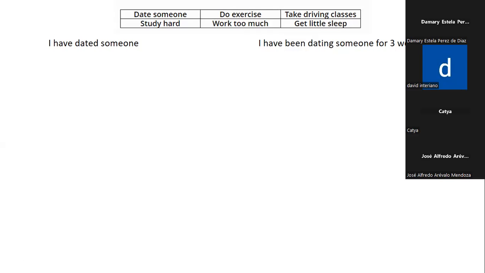Siesta. Very good. That's the snap. Okay, so I need your help. You have 1 minute and you have to create sentences using present perfect and present perfect continuous.